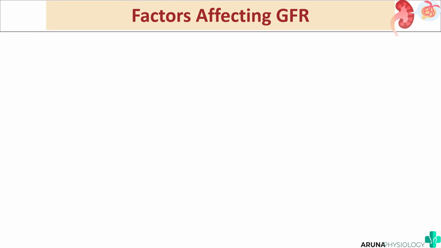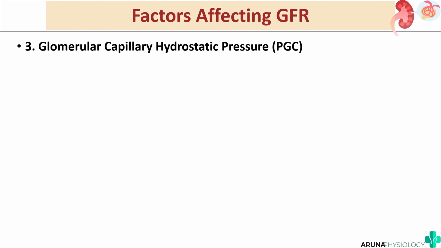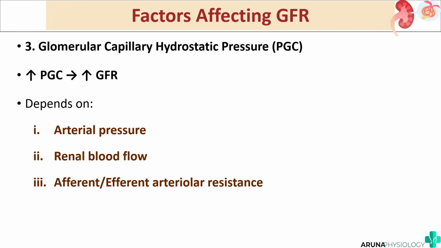Okay. The next force that acts is the glomerular capillary hydrostatic pressure. As I said, this is a very important force which acts on the glomerulus and favors filtration. So naturally if the capillary hydrostatic pressure increases, the GFR is going to increase. What happens to the glomerular capillary hydrostatic pressure depends on the arterial pressure, the renal blood flow, as well as the afferent and efferent arteriolar resistance. So we will see how these factors affect the GFR.